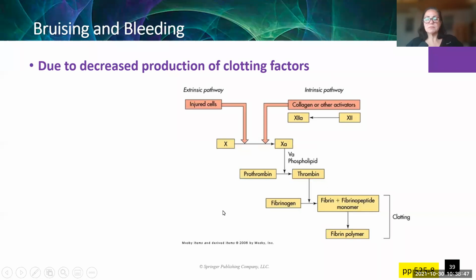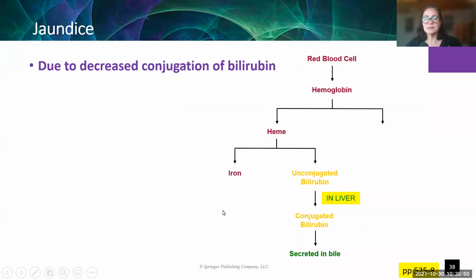But in the case of liver failure, this isn't happening. And so the unconjugated bilirubin, or indirect bilirubin, builds up in the blood. So we see the yellowing of the skin and the increase in indirect bilirubin on the blood test.